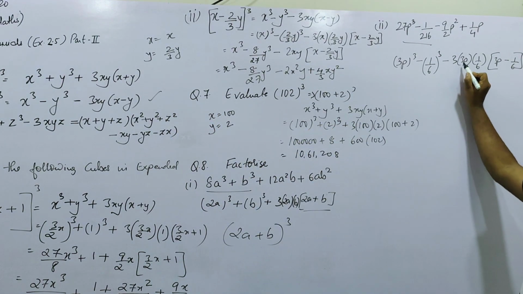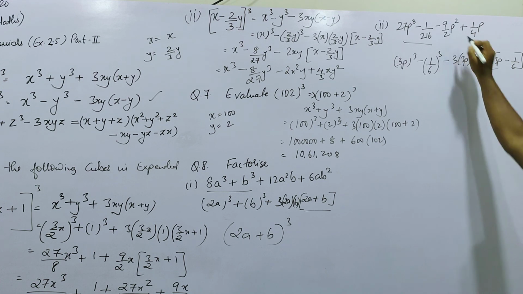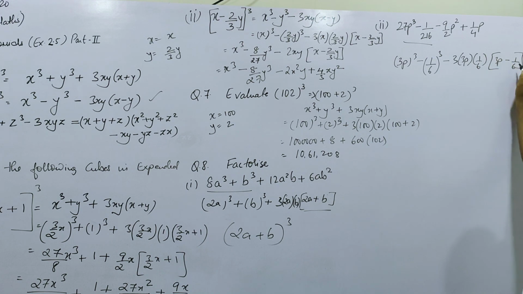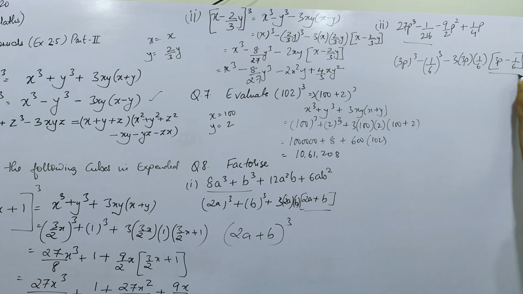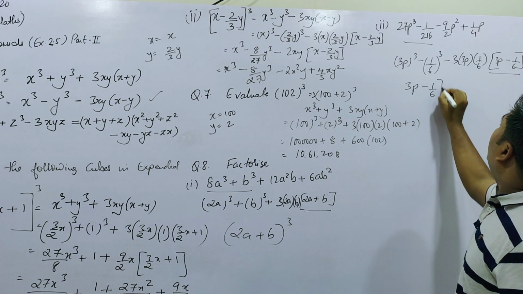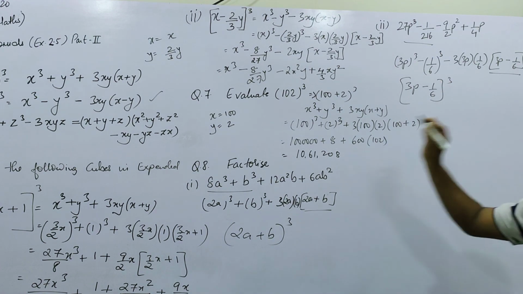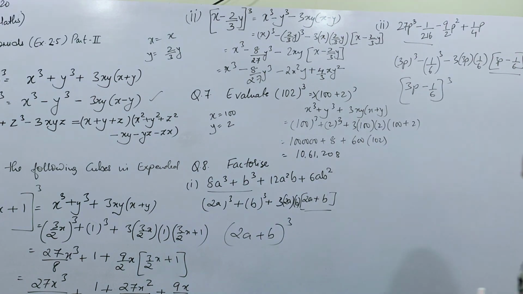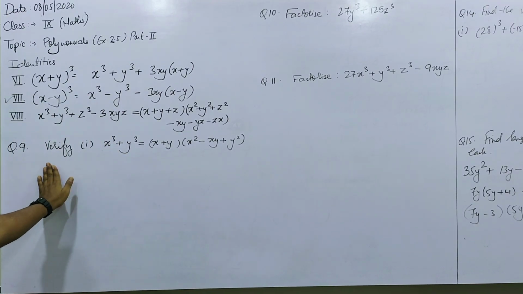Now let us cross check. 3 3s are 9, 3 1s are 3, 9 by 2. Yes, you are getting this term, 9 by 2 p, and this 3p minus 1 by 6 is the last bracket. If you use this 3p minus 1 by 6, the whole cube, you will get the final answer. It is equal to x minus y, the whole cube. Now let us see the next question, question number 9.